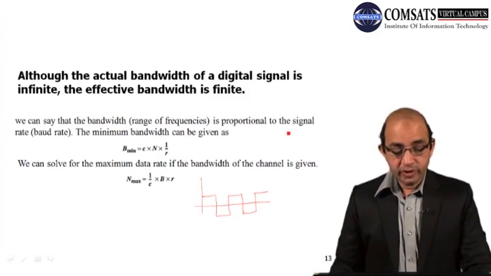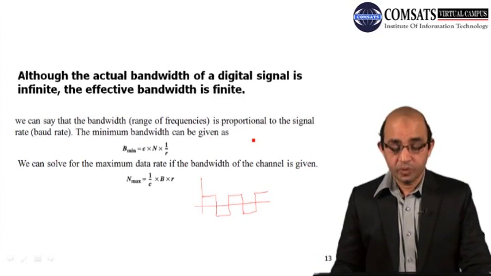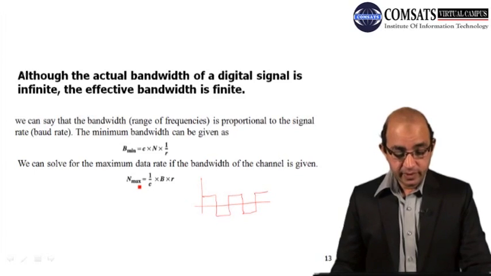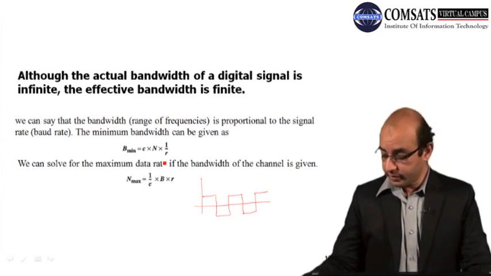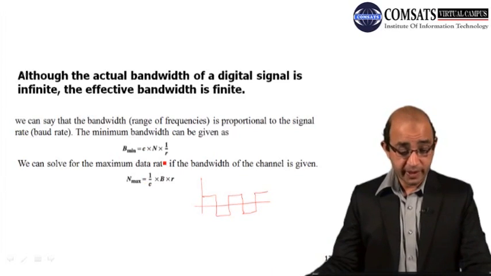Bandwidth is proportional to the signal rate, the baud rate. The minimum bandwidth can be obtained by B equals C times N times 1 over R. And now we can find the maximum data rate if the bandwidth of the channel is given. So we can find N maximum equals 1 over C times B times R. So just a little mathematics over here.